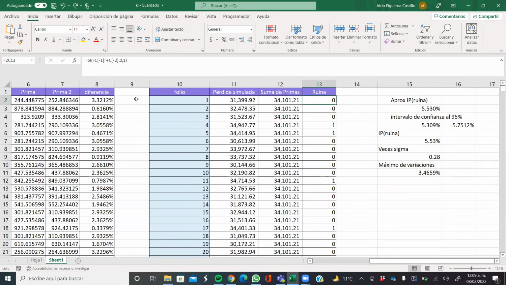If we want to know if we have a loss or profit, we need this formula. So if the simulation loss is less than the sum of premiums, we have a profit. And if we have a profit, we have in this row a 0, or if we have a loss, we have a 1, like this example.